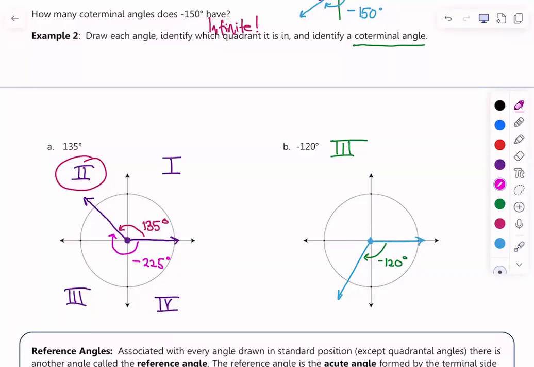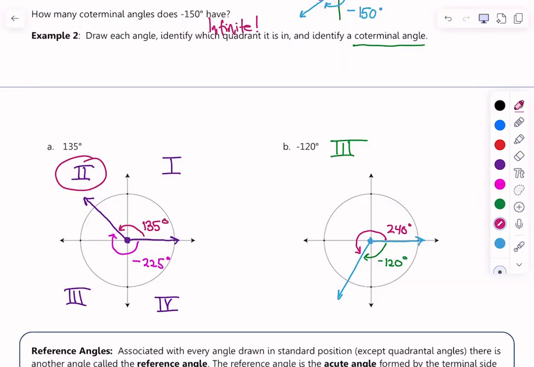And I will let you all find this coterminal angle. I'm giving you a pause so you can do it. First, ask yourself, should it be positive or negative? Well, I'm going counterclockwise. It should be positive, and that would be 240 degrees. So again, those are coterminal because they start and stop at the same spot.